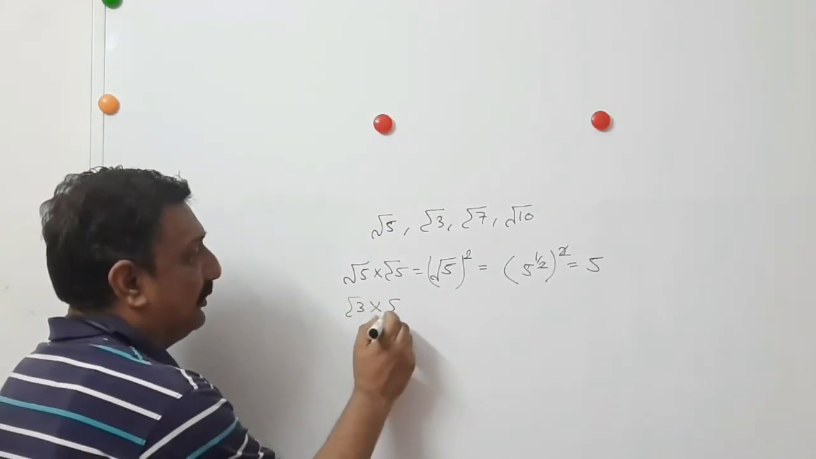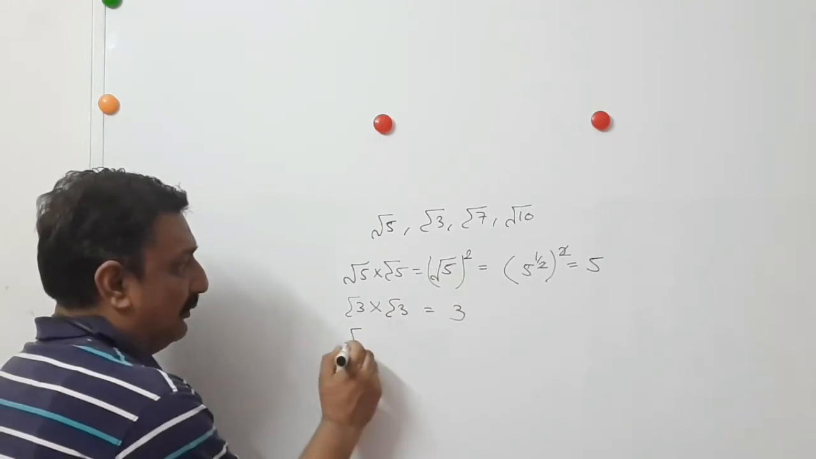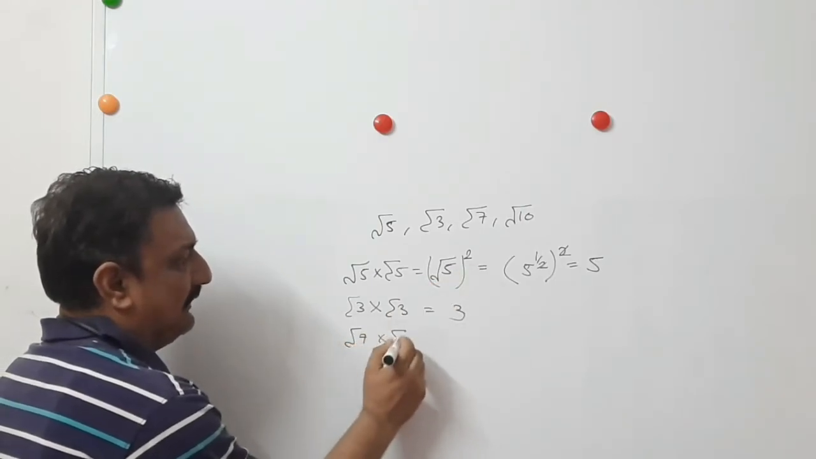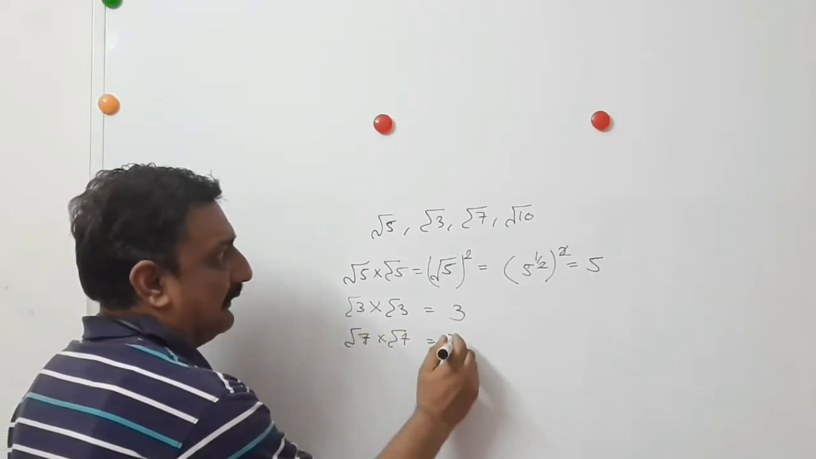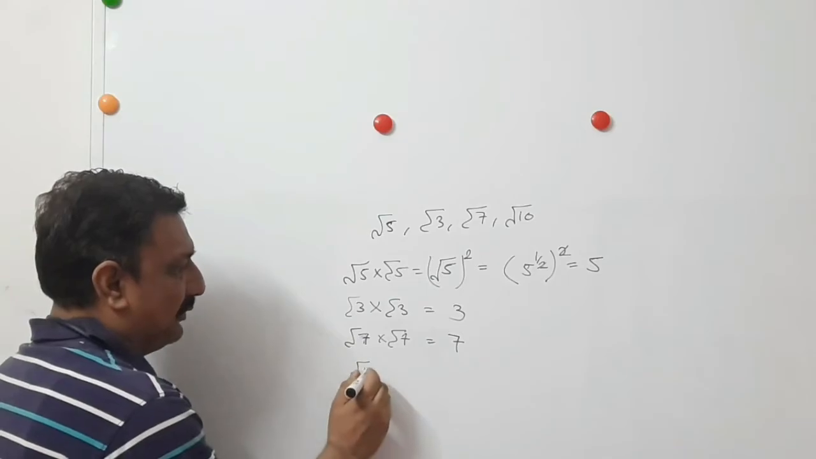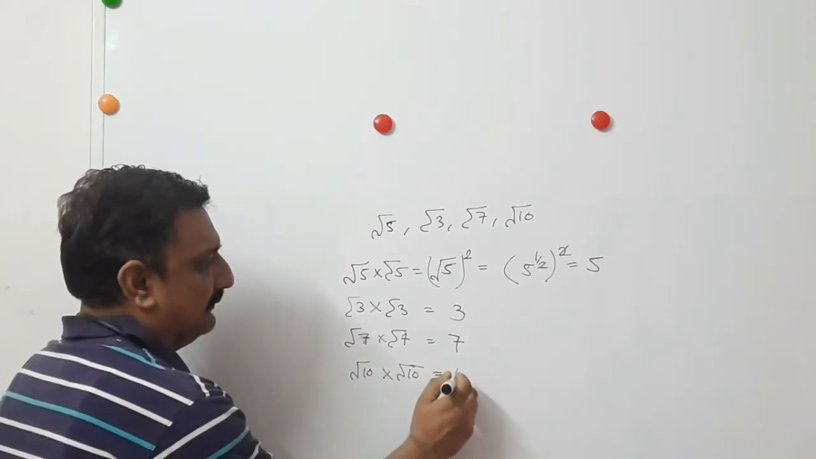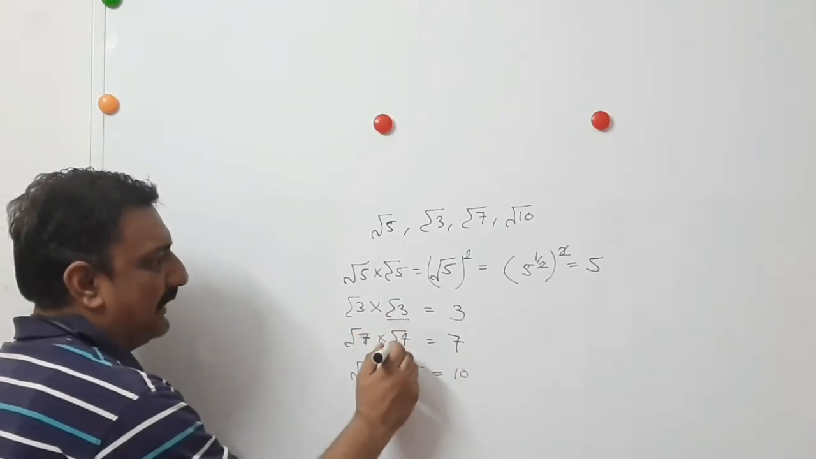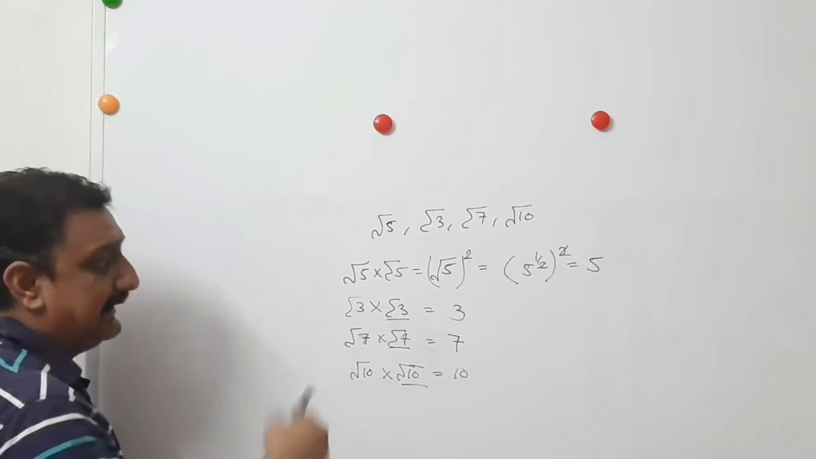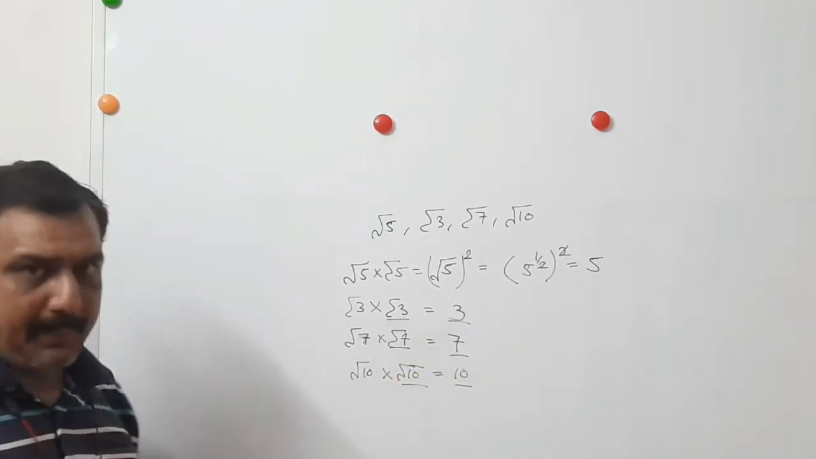Similarly, we get root 3 into root 3 as 3, root 7 into root 7 as 7, root 10 into root 10 as 10. So by multiplying the same value again, it gets rationalized to 3, 7 and 10. Understood?